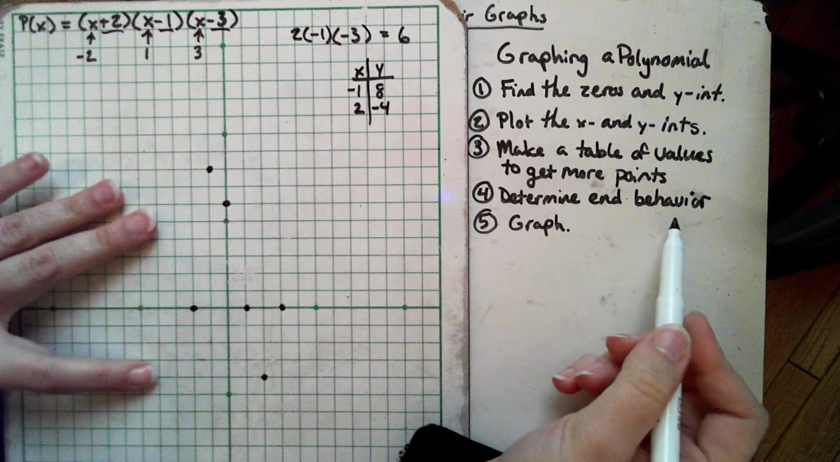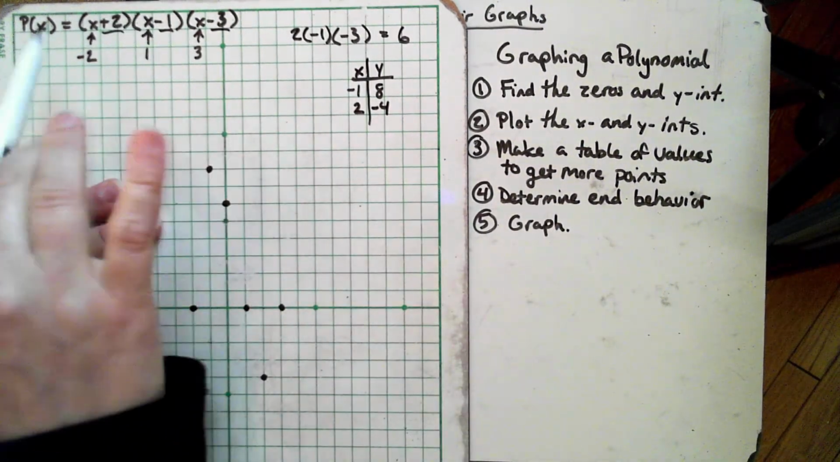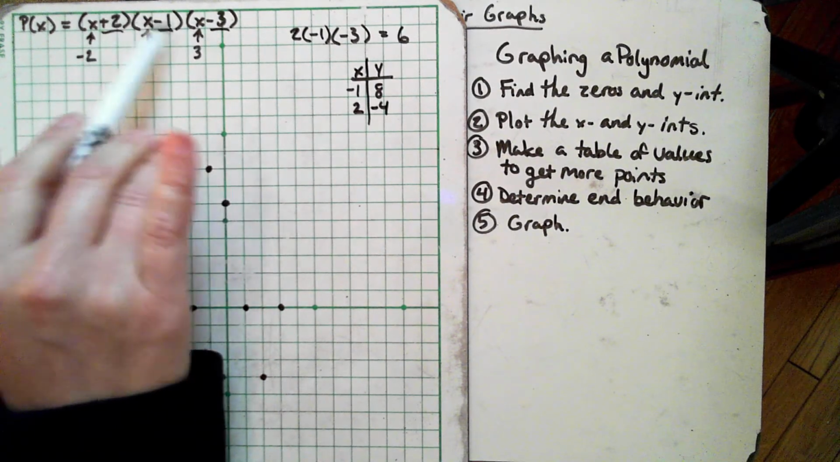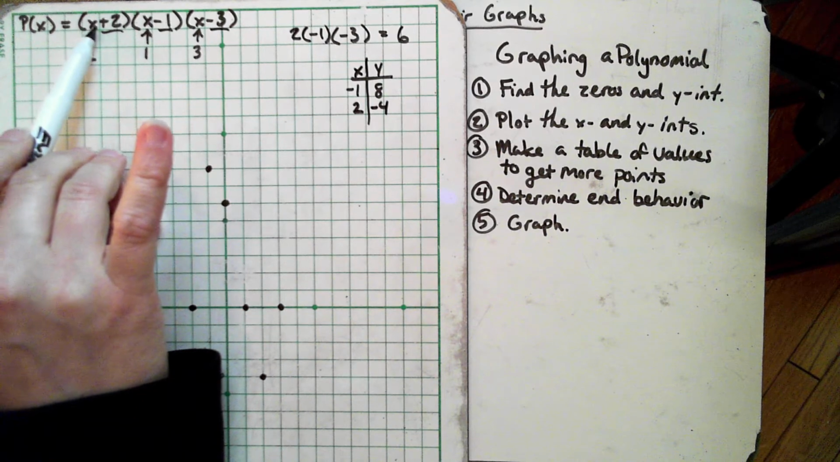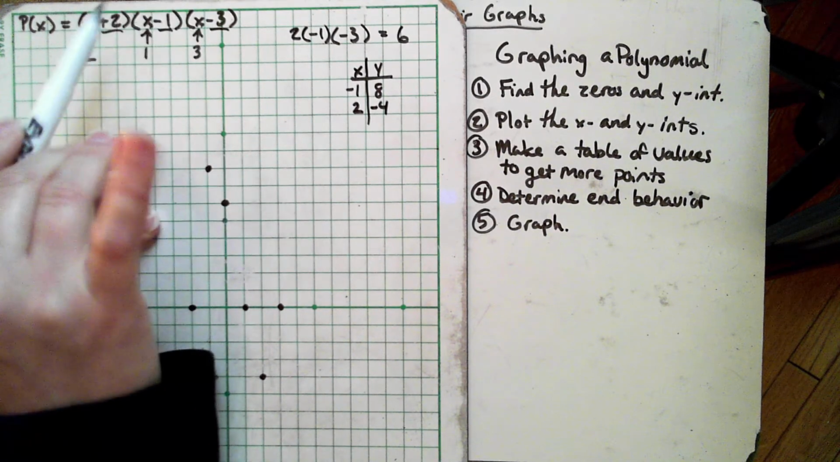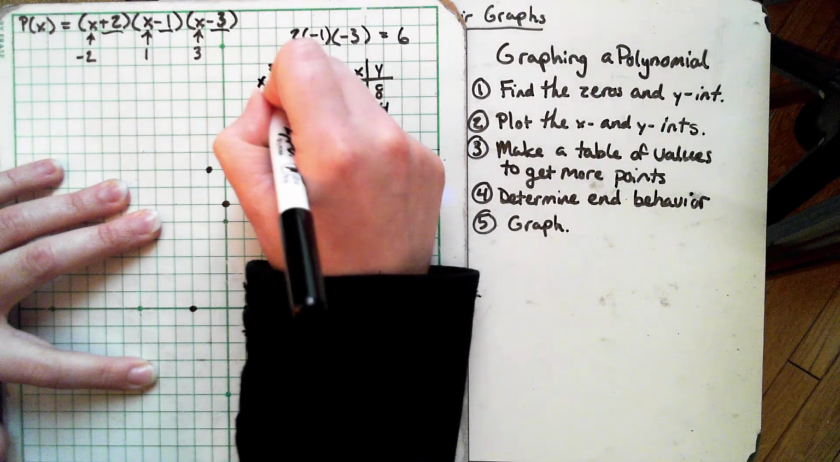Now, as far as end behavior goes, it's based on the leading coefficient of your polynomial. Now, this is not multiplied out. If it was multiplied out, the leading coefficient would be defined by x times x times x. It's all the variable terms multiplied together. So the leading term is x cubed.